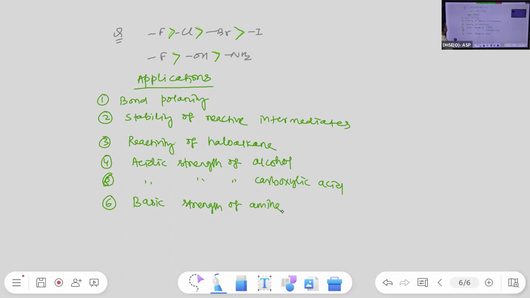First is bond polarity, second is stability of reactive intermediates, third is reactivity of haloalkane, fourth is acidic strength of alcohol, then acidic strength of carboxylic acid, then basic strength of amine. So these are the applications. Now we are going to discuss one by one.